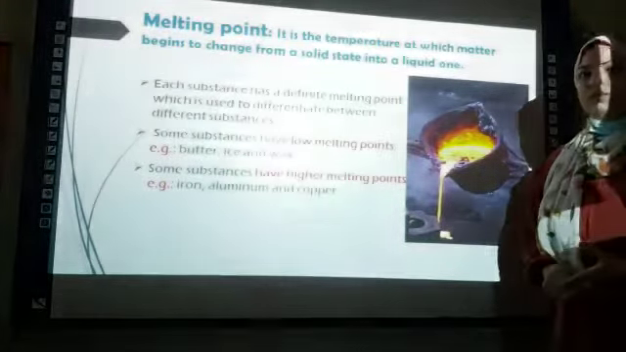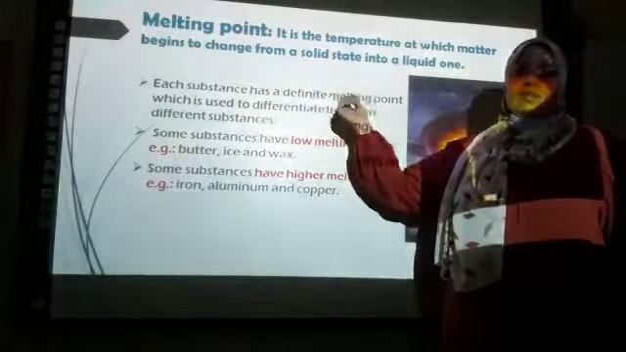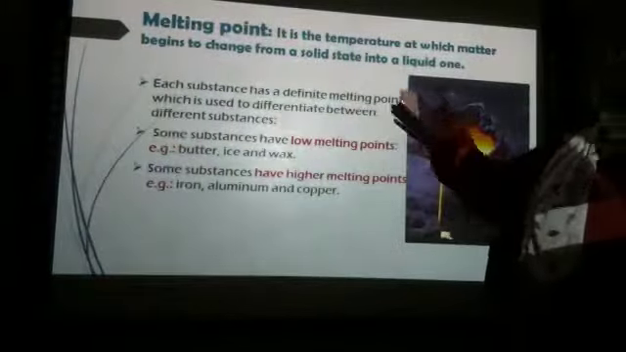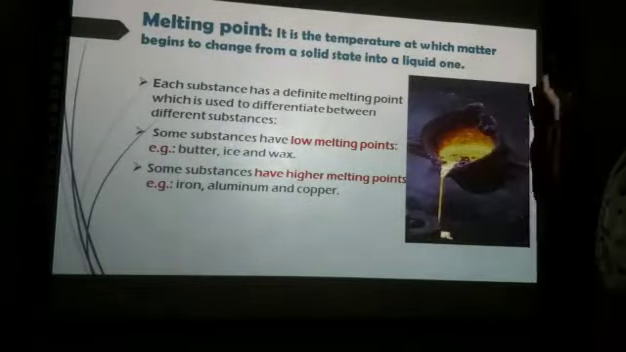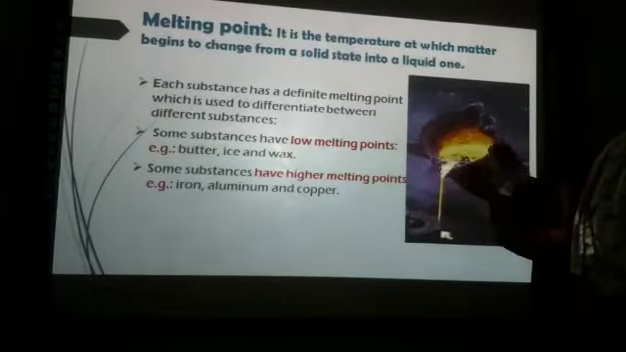Hi, my students. We complete our lesson to talk about melting point. What's meant by melting point? Melting point is the temperature at which a matter begins to change from a solid state to a liquid state.